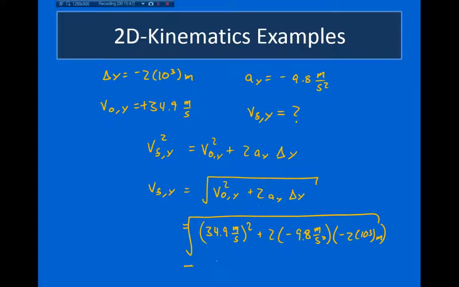But now if I plug this into my calculator, I see that this is going to be equal to 201 meters per second. So this is the final y component of my velocity. So this is how fast the fuel tank is traveling in the vertical direction when it hits the ground.